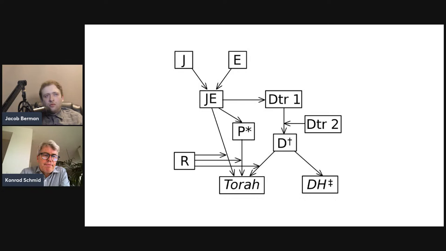Is it possible that the redactional layer that was written during the Persian period had anything to do with Ezra? Because there's a tradition in the Tanakh and the Old Testament that Ezra brought some version of the Torah to the Persian king, one of the Artaxerxes, or something like that. What do you think of that?